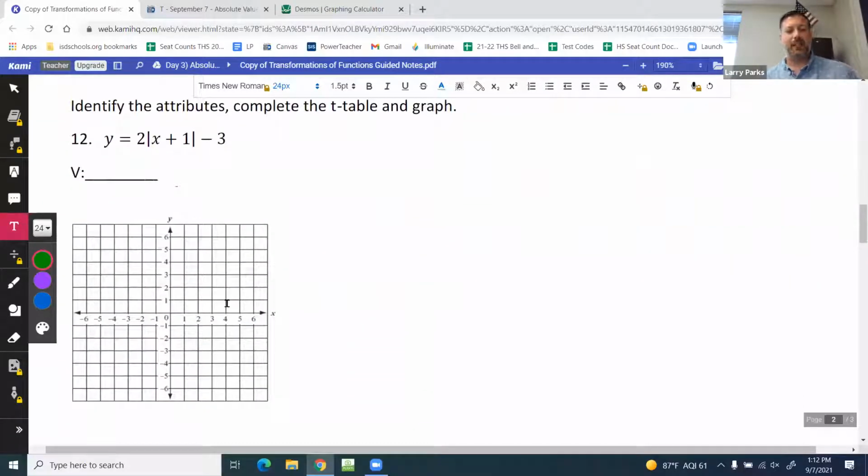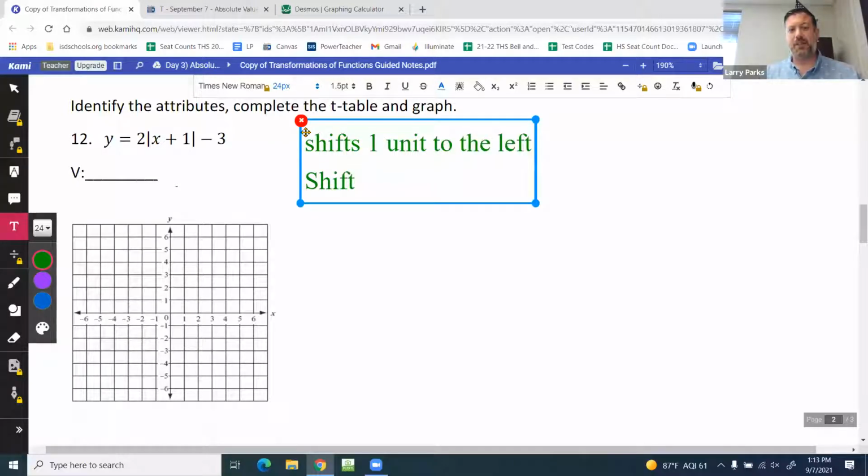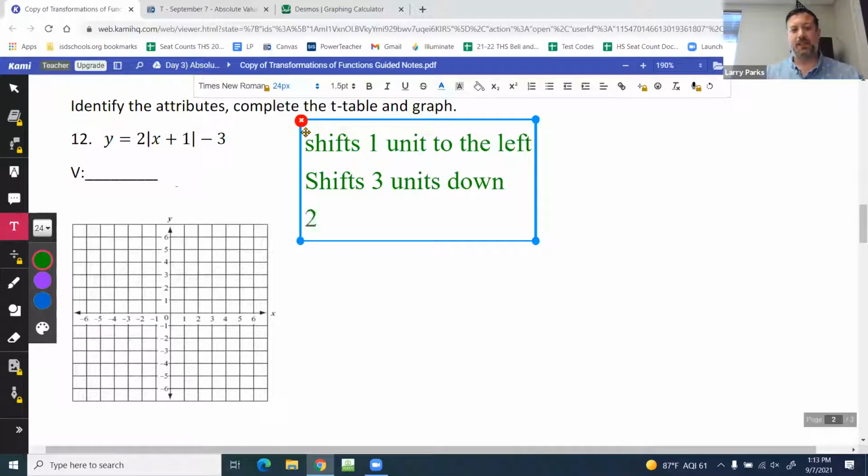All right, identify the attributes, complete the t-table, and graph. So we have something called a parent function, and that is the absolute value of x. The +1 shifts it 1 unit to the left. The -3 shifts 3 units down. And then what does the 2 do? This stretches it.